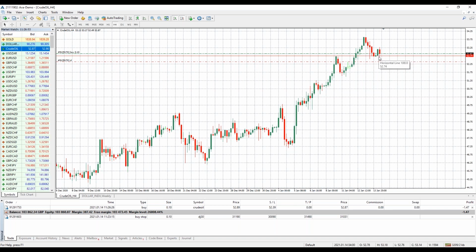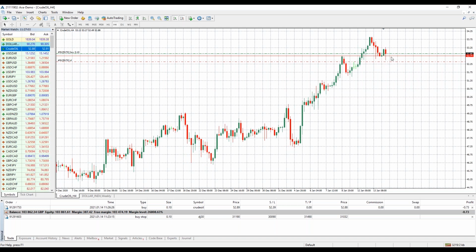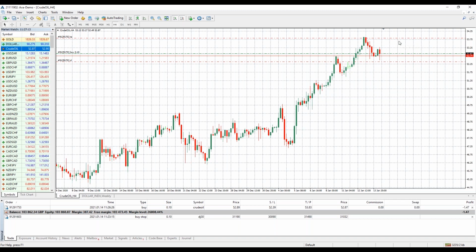The fundamentals say oil should probably go back up now. And you've got a nice support level here. So you put your stop loss down here. Your take profit you could put at today's high. There's the take profit. And if you're wondering, if you just click on your entry point, left click and drag, it creates the stop loss and take profit lines for you.